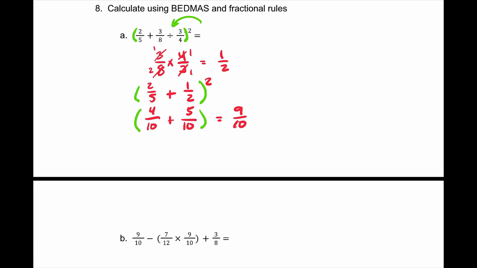Okay, so now what do we have? Well, we have 9 over 10, and we are going to square that. So basically when we square this, we're just going to square the top number, the numerator, and square the bottom number, the denominator. So 9 times 9 is going to be 81, and 10 times 10 is 100. Okay, and that will be our final answer because there isn't a common factor that can divide into both 81 and 100.